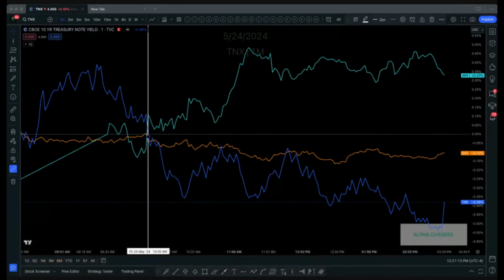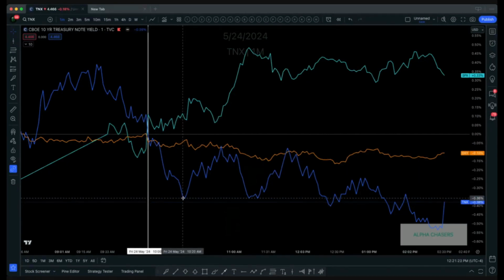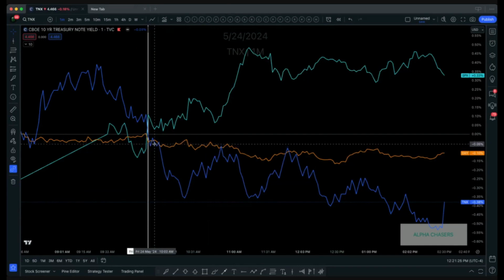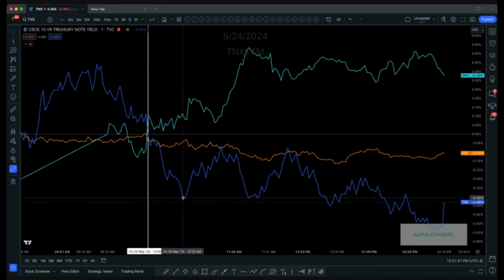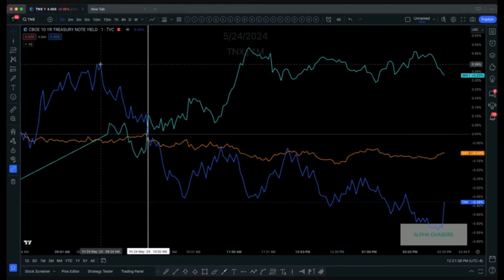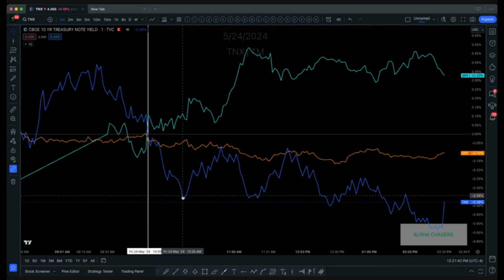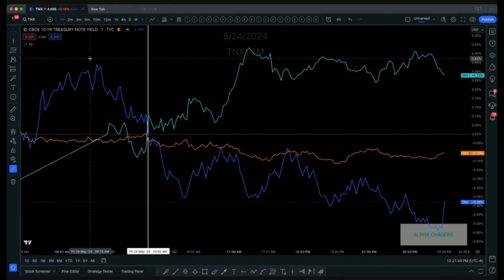If you're selling yield, right? I'll give you the exact opposite trade because I have it in front of me. If you're selling yield, you're buying the dollar, you're buying bonds. So when you're selling yield, you're buying bonds, right? So if yield's dropping, what are they doing? Buying bonds. If yield's dropping, they're buying bonds. If yield's rising, they're selling bonds.